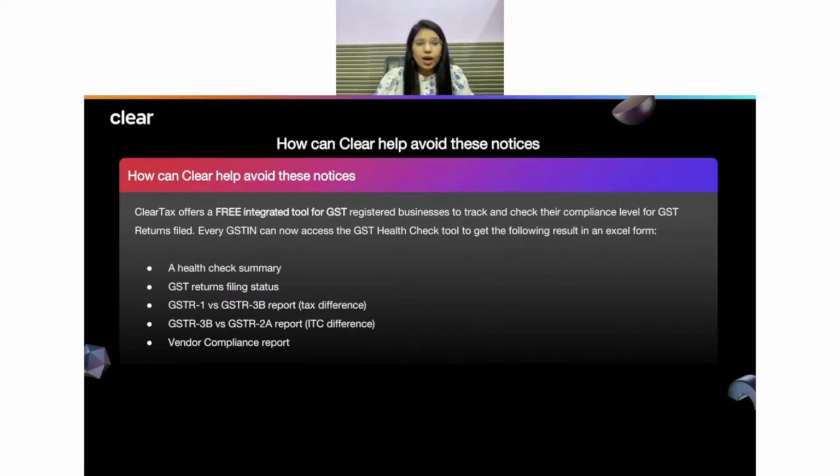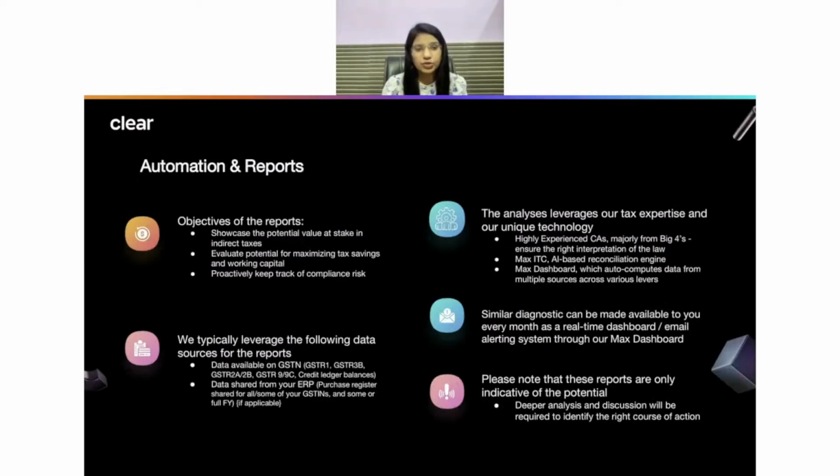And if you ask me now, how can ClearText help you with all this? There are already certain reports, some tools which we have already enabled, where you can always keep track of the health check report of a company. You can always look into the GST filing status. You can look into the 1 versus 3B versus books, or 3B versus 2B versus books, or there's a vendor compliance report. So all of these are already inbuilt in our ClearText product. You can always make use of this, and this will actually help in avoiding these notices.